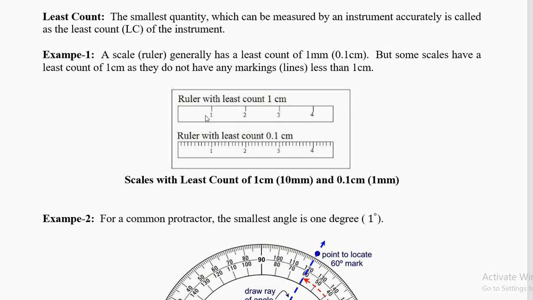Here also, it is the same thing. In the first scale, you can measure only in centimeters. Even if it is in the middle, you cannot say it is 1.5 centimeters. It is wrong because there are no lines. You have to choose between 1 centimeter and 2 centimeters. The middle point you cannot take as 0.5 or 1.5 from your mind. You have to just look at the lines.